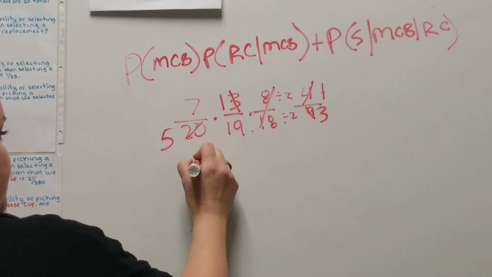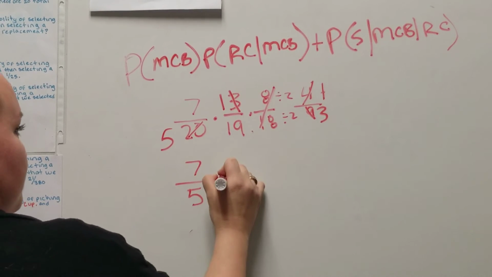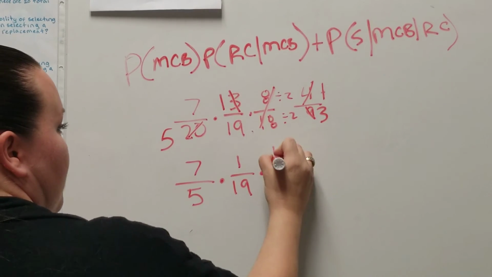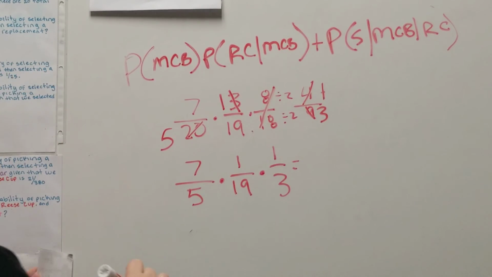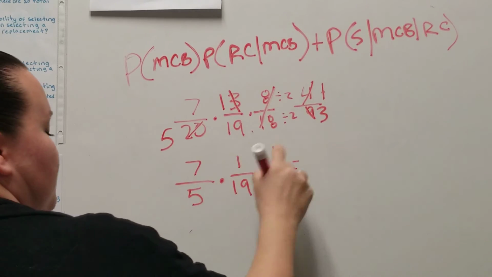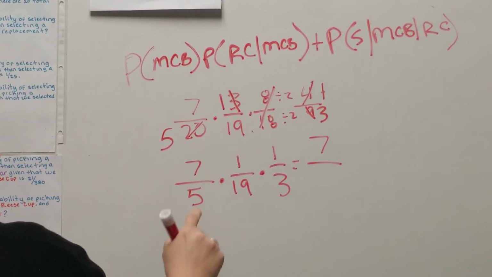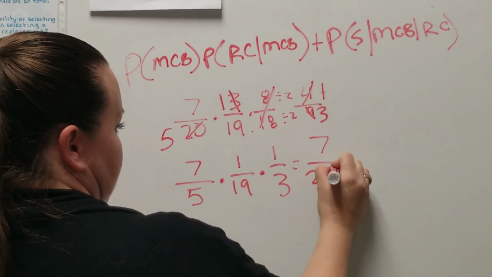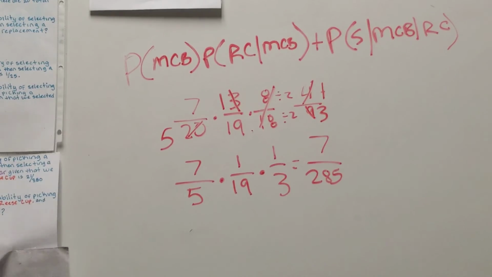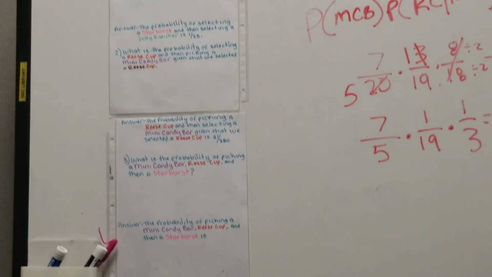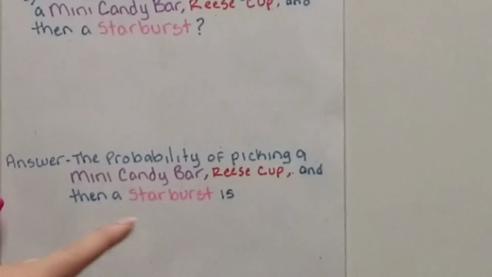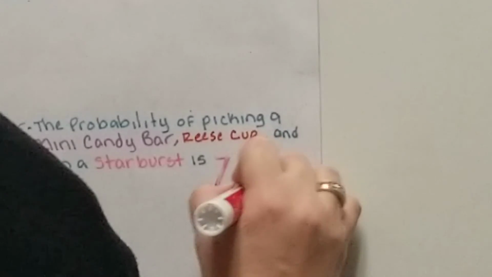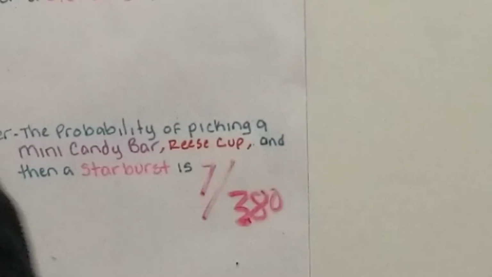So now when we rewrite the fractions, it is 7 over 5 multiplied by 1 over 19 multiplied by 1 over 3. So when we take 7 times 1, we get 7. And when we take 5 times 19 times 3, we get 285. And that is our answer. The probability of picking a mini candy bar and then a Reese Cup and then a Starburst is 7 out of 285.